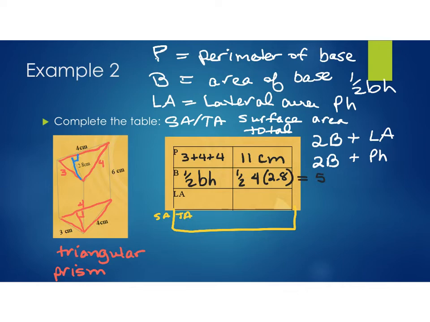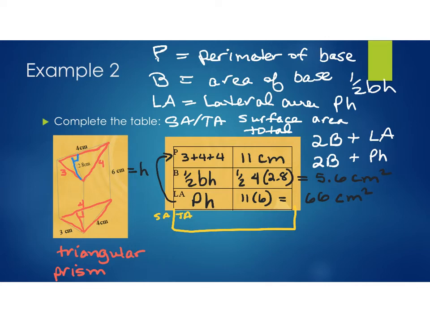2 times 2.8, and my area of my base is 5.6 centimeters squared. For the lateral area, remember that is perimeter times height. You can see the height of my prism is over here, it's the 6. So I calculated the perimeter up here, it was 11. So I'm going to do 11 times the height, which is 6. So 11 times 6. So the lateral area is 66 centimeters squared.